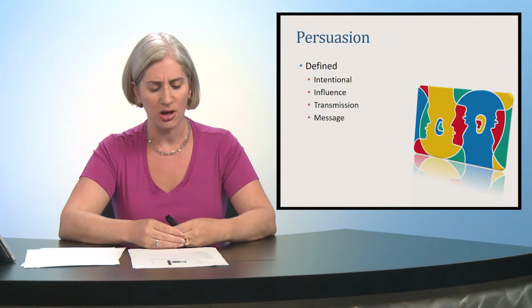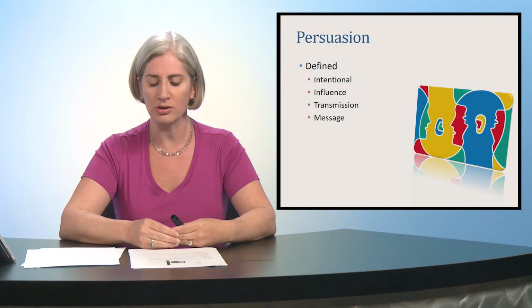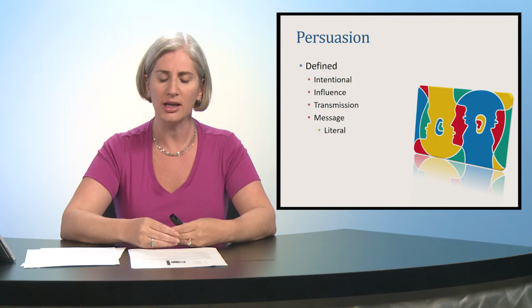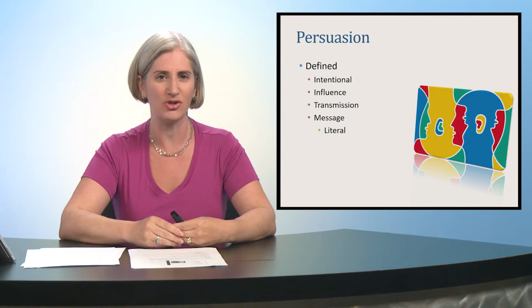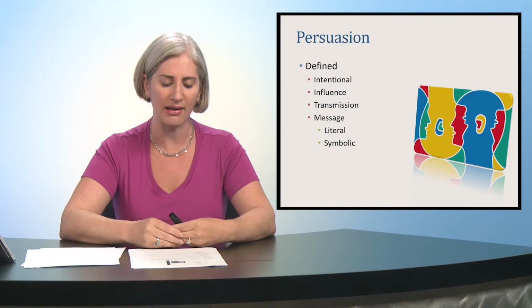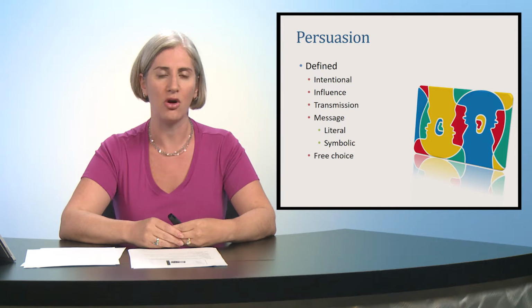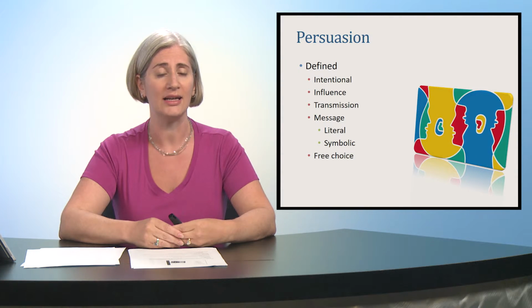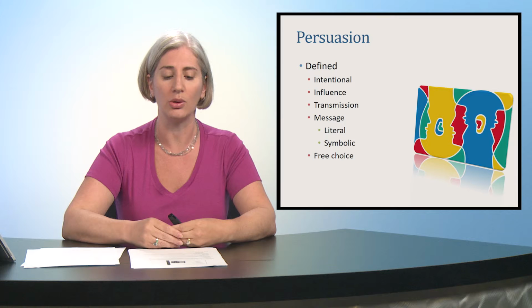And then we get to the message. Well, the message can be cognitive or emotional. It can involve words, images, sounds, or symbols. So remember that this can be literal, involving particular words and that idea we have of a message, but it can also operate on this symbolic level. One last element of persuasion is that it involves free choice. This is not coerced. If you decide to do something because someone has a gun to your head, you may ironically say it's persuasive, but you weren't really persuaded, you were coerced.